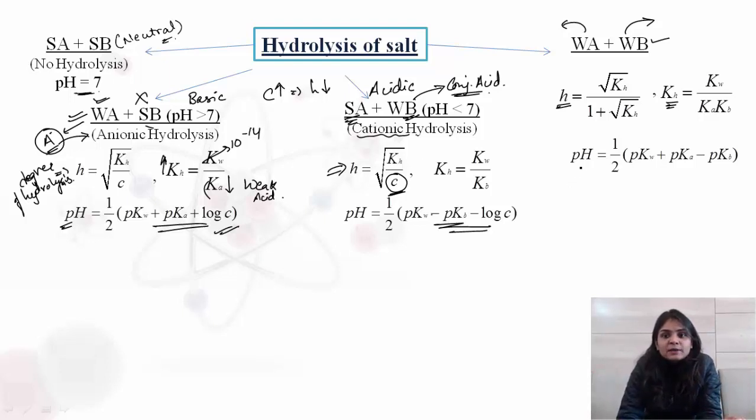Now same way come to pH. It is half of pKw plus pKa minus pKb. There is no role of C. Now you can see for anionic hydrolysis we have pKw plus pKa. For cationic we have pKw minus pKb. In this it is a combination of both. So you can say that pH will be equal to half of pKw plus pKa minus pKb. Clear? So remember it that way, because that way it will be easier to learn.